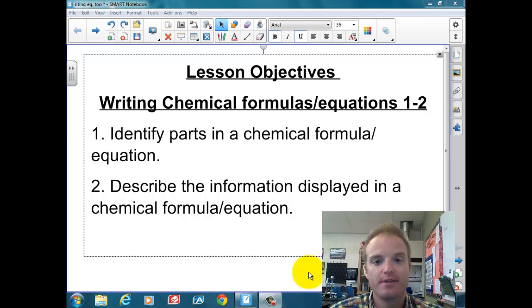Rogers, and you are watching the video notes for Section 1-2 in your book. Really the first part of Section 1-2. This is on writing chemical formulas or chemical equations. And so this first page, you don't have to write down. These are just our lesson objectives.